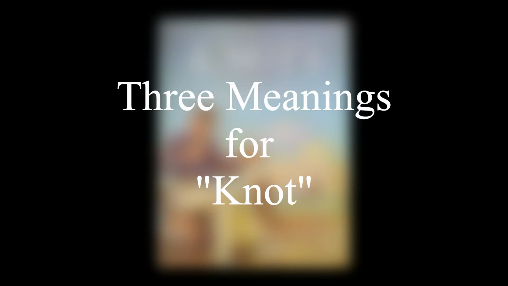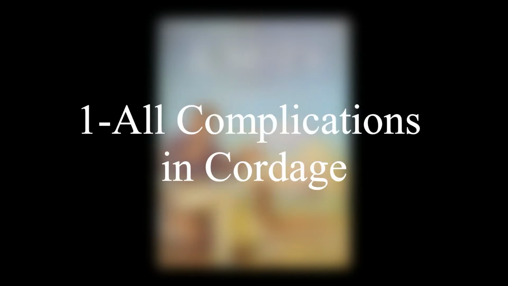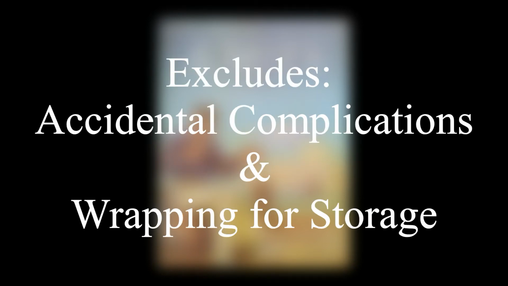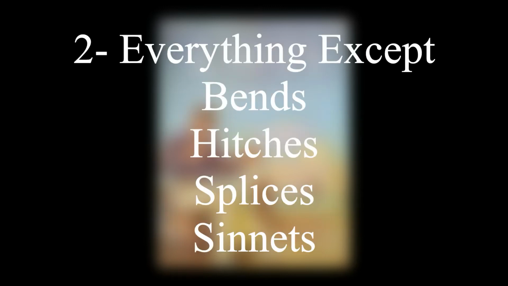The first and broadest meaning given for a knot is that it applies to all complications in cordage, or we could say all intentional tying of rope, cord, yarn, string, etc. This meaning doesn't include anything accidental, such as snarls or kinks, or intentional wrapping or tying for storage. The second meaning of a knot doesn't include bends, hitches, splices, and sinnets, which we will discuss later.